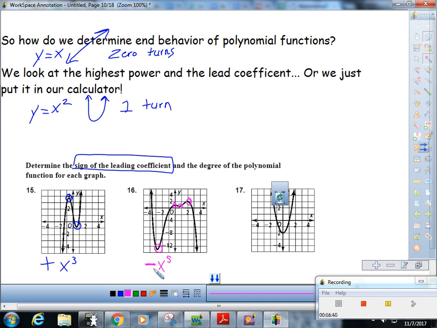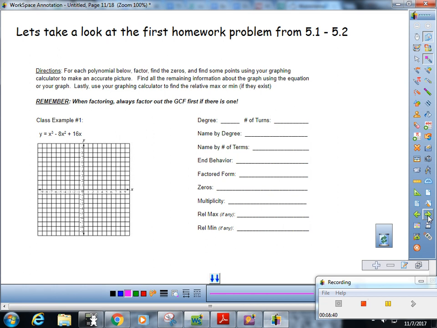And number 17, you should feel great about. We just got done doing a whole chapter on these. How many turns? 1 turn. So what's the power? X squared. Excellent. And is the leading coefficient positive or negative? It's positive because that's going up, right? It's high to high. And if it was going upside down like a frown, it'd be negative. And so that is 5-1. 5-2 is even quicker.